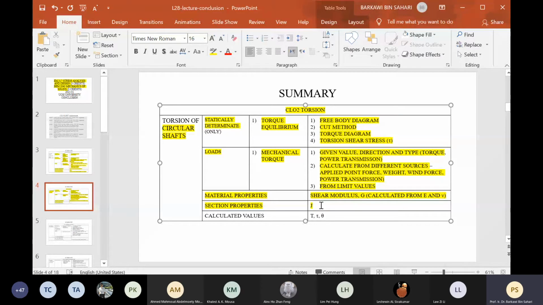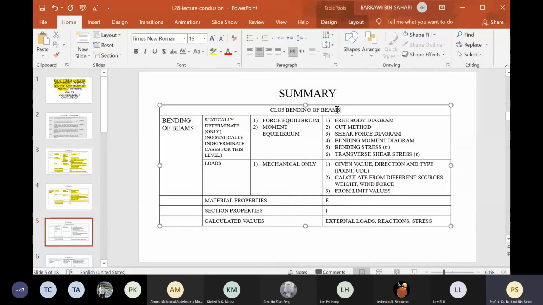What the calculated values normally related to this? If you need J, then you have to calculate J. That's obvious. The calculated values usually is torque, shear stress, and angular twist. Okay, these are the things that you should be familiarized with.